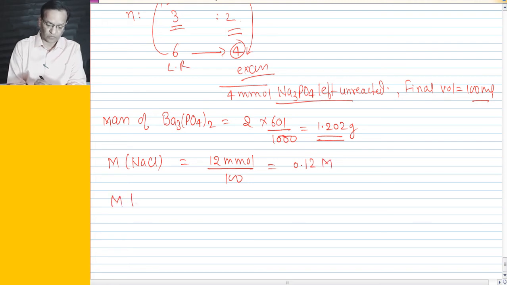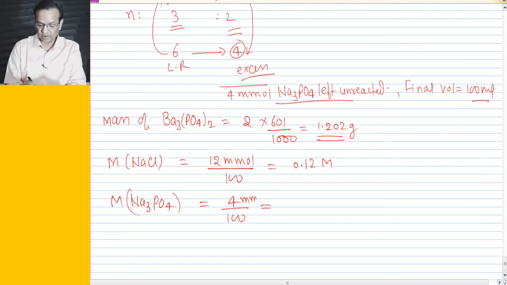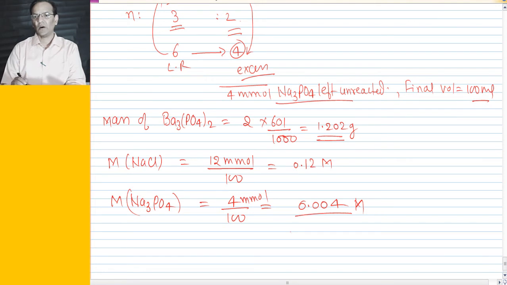Similarly, molarity of sodium phosphate, Na3PO4, will be its millimole 4 divided by 100. 4 millimole was left, so it is 0.004 molar. So that is the way to manipulate the molarity and all.